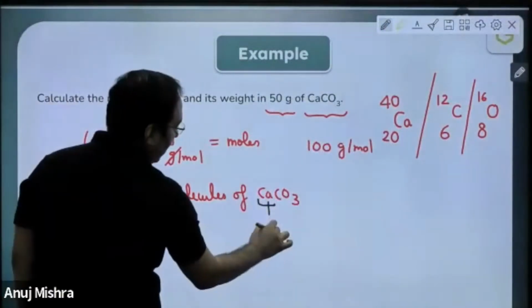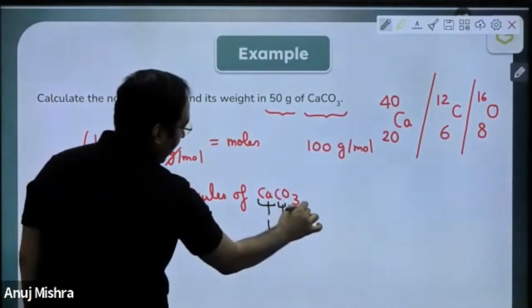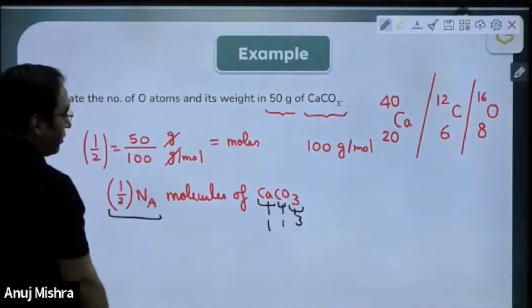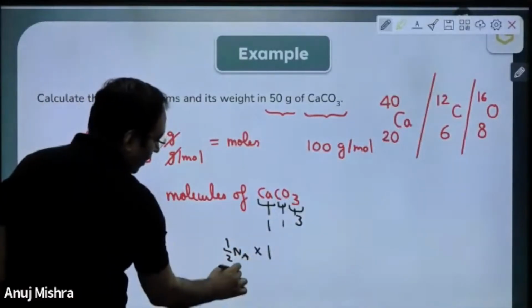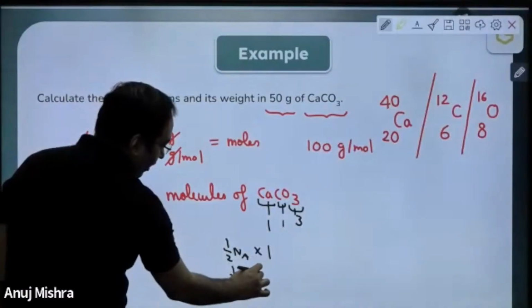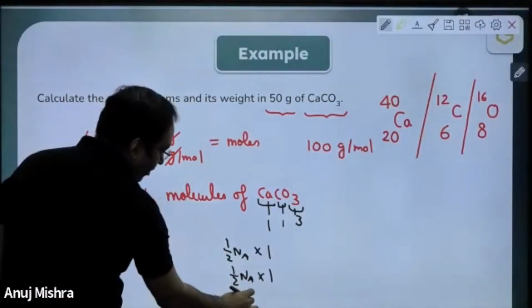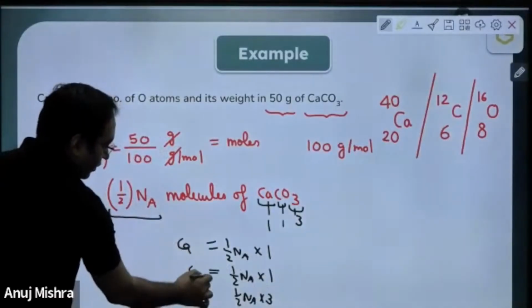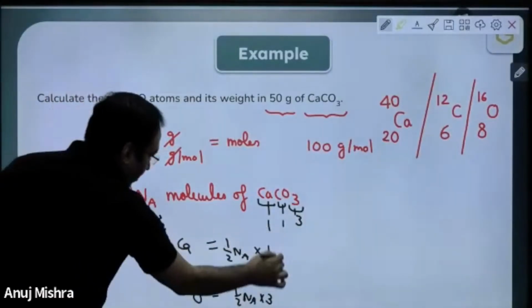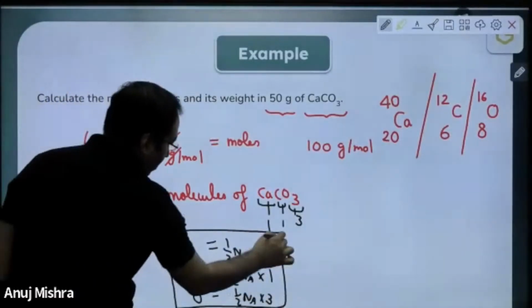Each molecule has 1 calcium, 1 carbon and 3 oxygen. So what's your final answer? You can say half Na into 1, half Na into 1, half Na into 3. This is calcium. If they ask, this is carbon and this is oxygen. Note it down.